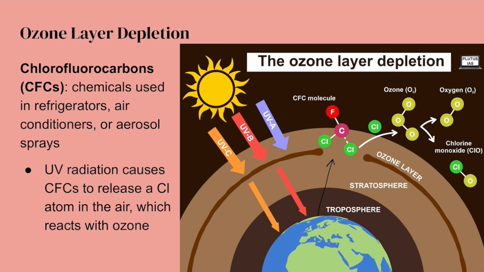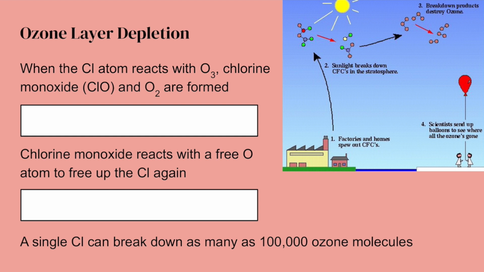When they travel to the stratosphere, the first thing that happens is this UV radiation from the sun will hit these CFC molecules, and it will cause them to break one of those bonds that a chlorine atom has with that carbon atom, and it'll release that chlorine atom into the air. Then that chlorine atom will react with ozone. So when the chlorine atom is released from that CFC, it reacts with ozone, and two molecules are formed. We have a molecule of chlorine monoxide and a molecule of oxygen gas.